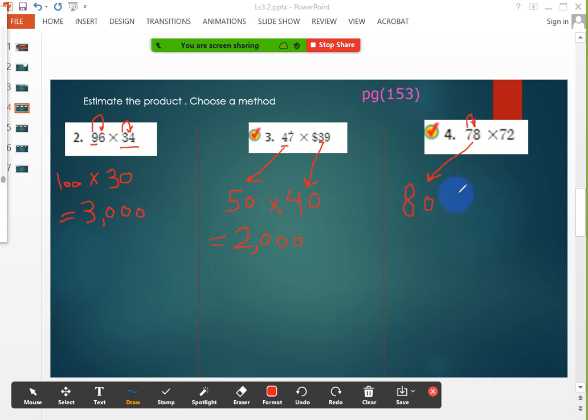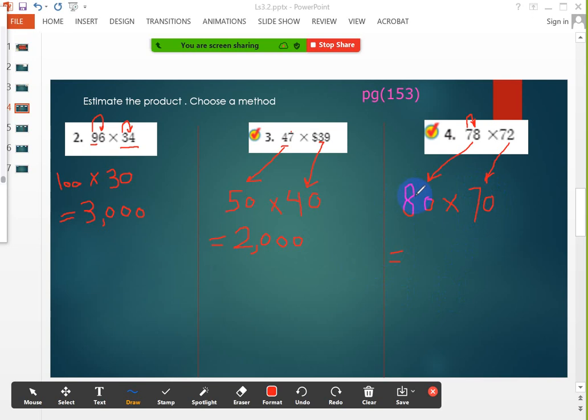80. Very good. Now let's see 72. If you want to round it to the nearest 10, it will be what? 72. This is the tens digit. Yes, that's right. Very good. So this is 7 in the tens digit. Before the tens I have 2, so less than 5. That means I will keep the same number in the tens and the other digits will be 0. Now 80 multiplies 70, Rimas.